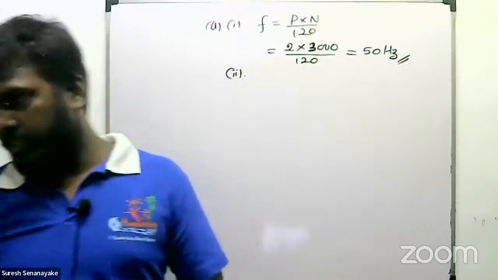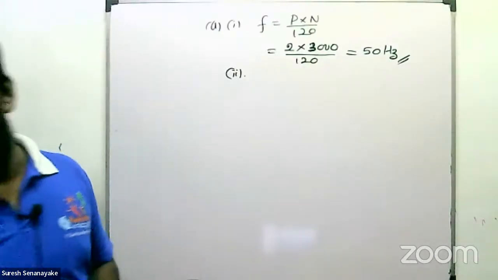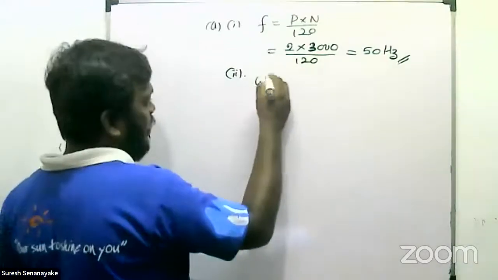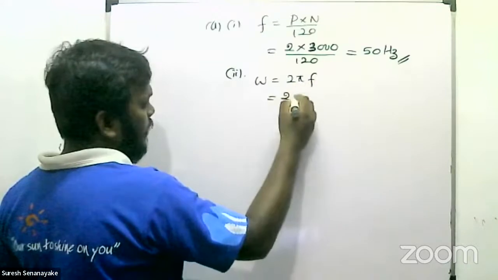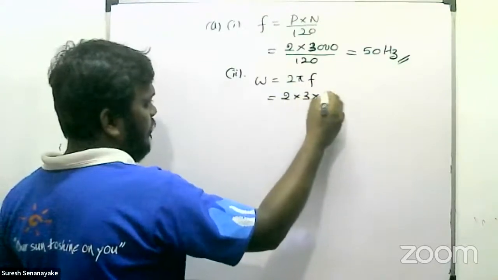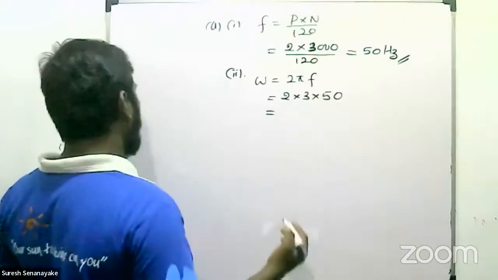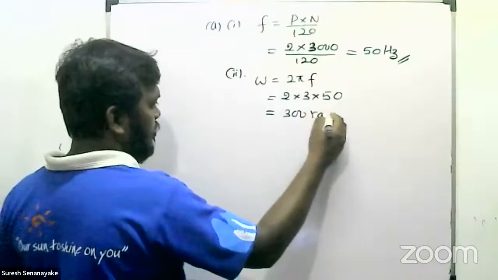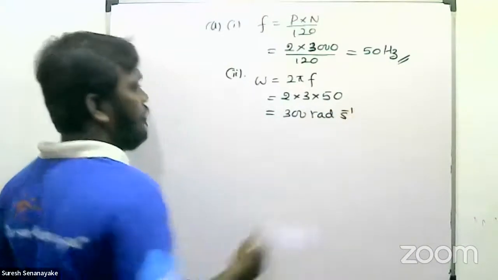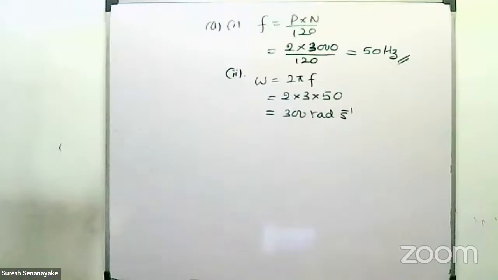The second part asks for the angular velocity in radians per second, the rotational speed. Omega equals 2 pi f. The f they gave is 50. Now we can multiply, and this is 300 pi radians per second. That's part B there.